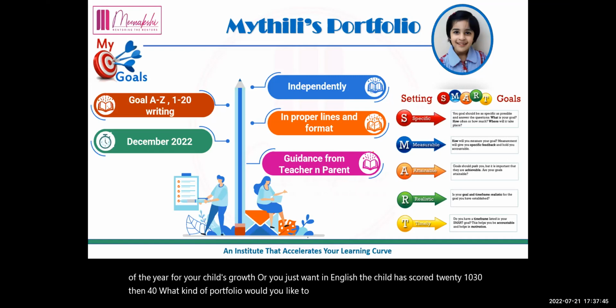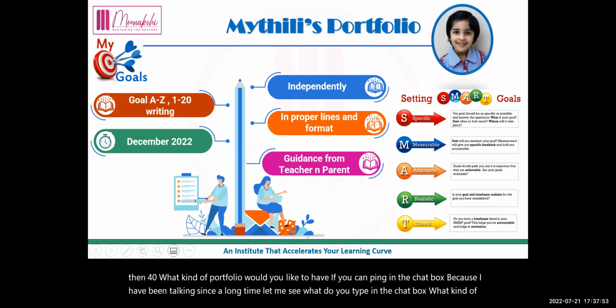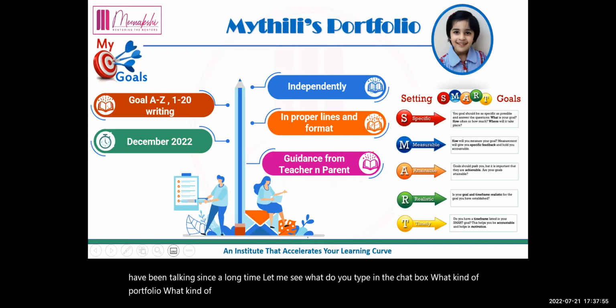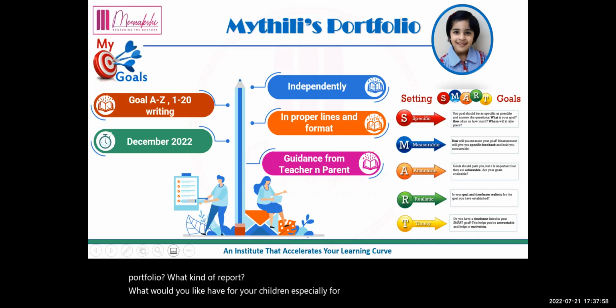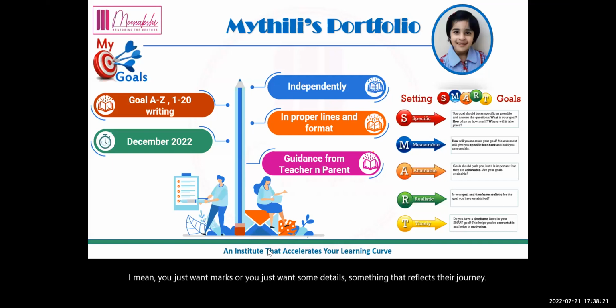If you can ping in the chat box, because I have been talking for a long time. Let me see what you type in the chat box. What kind of portfolio, what kind of report card would you like to have for your children, especially for the junior grades, primary grades? Yes, anyone? Do you just want marks, or do you want some details, something that reflects their journey? Yeah. Yes, then only we'll be able to go ahead with it.